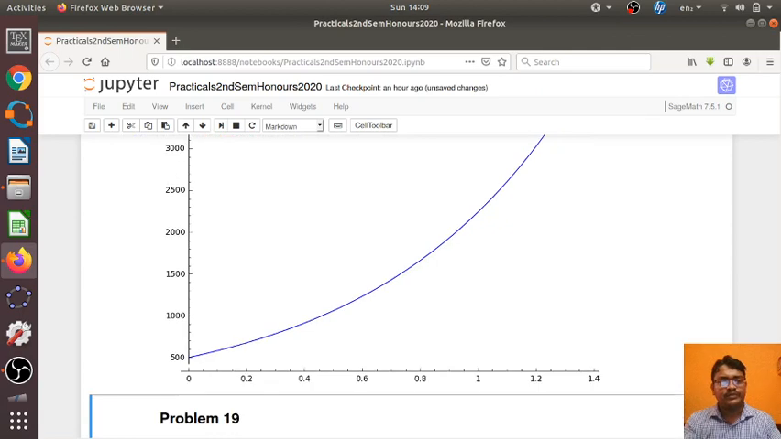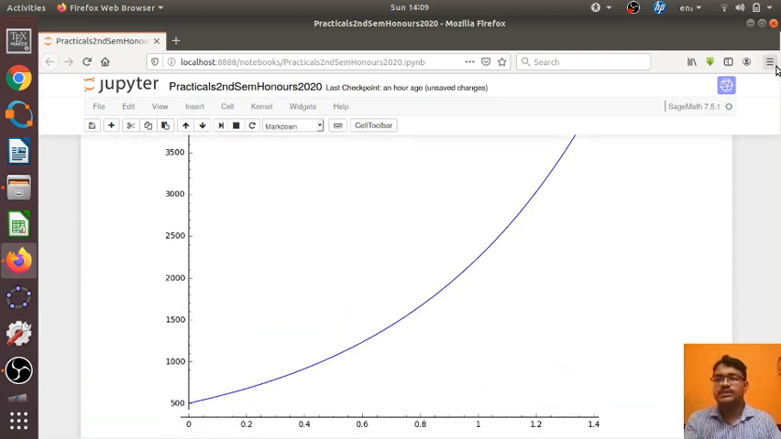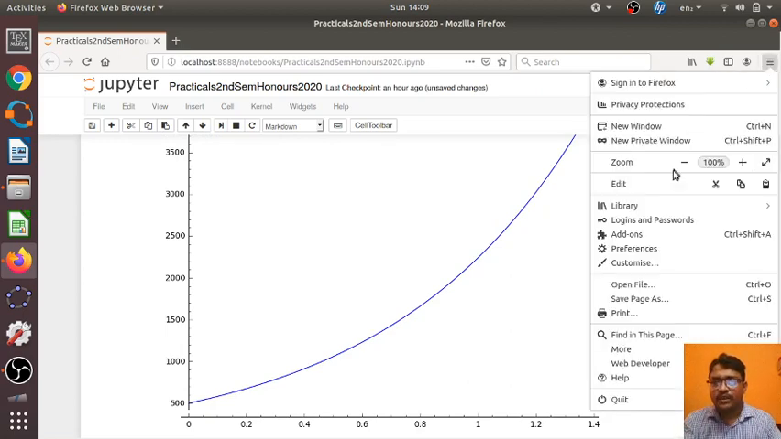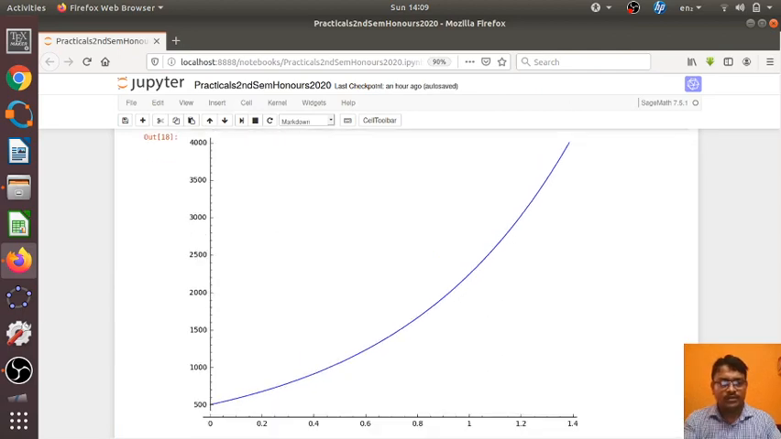So this is the growth curve that you get, right? Let me just minimize this a little bit so you can see it better. Initially the population was 500. As time increases the population will increase because it's a growth model here. a is positive, so the population will keep on increasing.